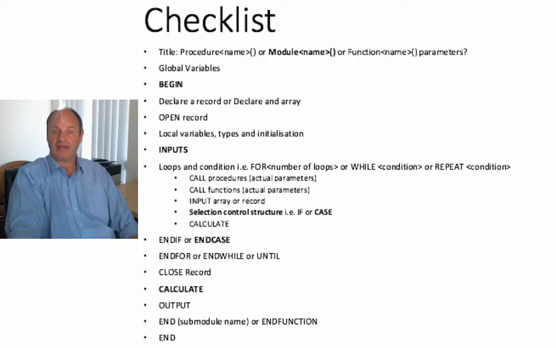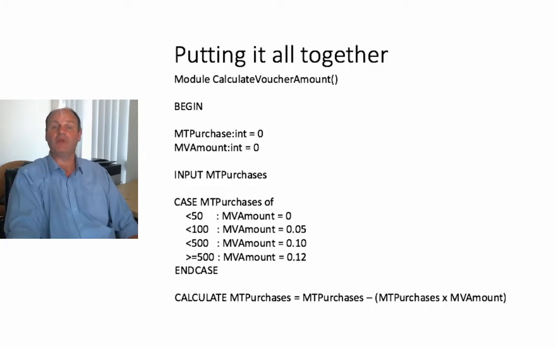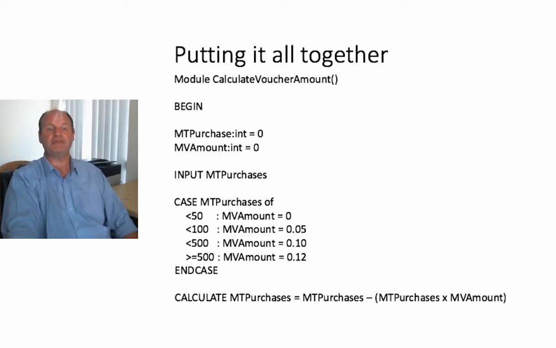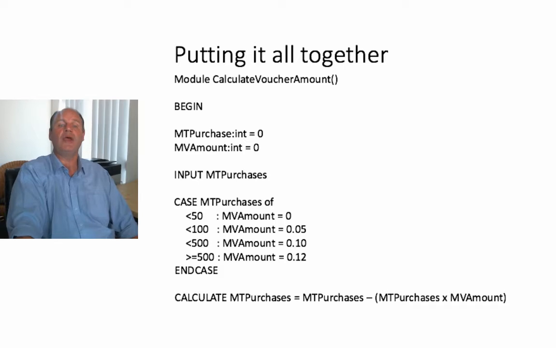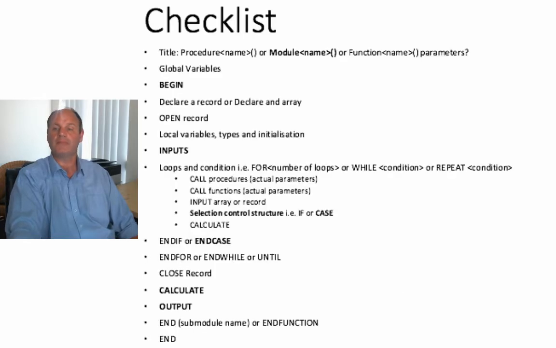Now we need to make a calculation to find the new MT purchases with the MV amount taken into account. The calculation in brackets is what we need to find first. This is finding the percentage amount to be taken off the MT purchases. This is then subtracted from MT purchases and the result is the new MT purchases amount. Again, please note that I have used the keyword calculate as it is easier for the user to see what is going on in your pseudocode.